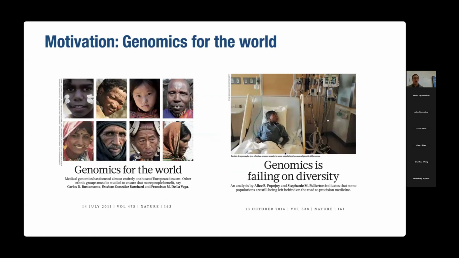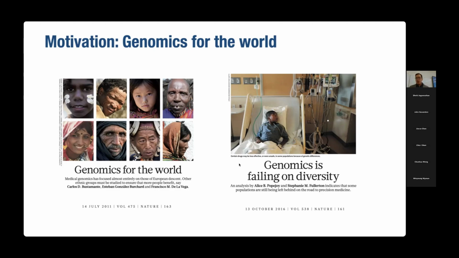Another motivation is thinking about genomics for the world. This very influential piece by Carlos Bustamante, Esteban Burchard, and Francisco de la Vega pointedly called out the focus on European descent individuals in medical genomics. Five years later, "Genomics is Failing on Diversity" by Alice Popejoy and Stephanie Fullerton pointed out that there had been some change, but at that stage a lot of studies were still focused on European ancestry. So that's the tension about the impact of sample design in terms of variant discovery, and it's how we want to think about it here.